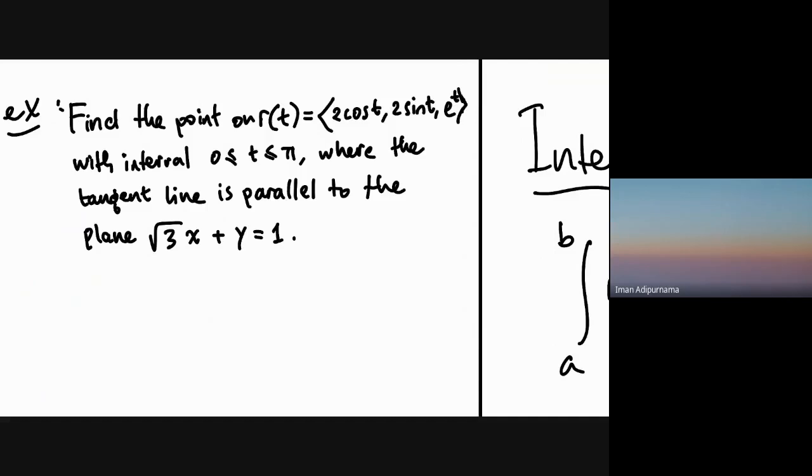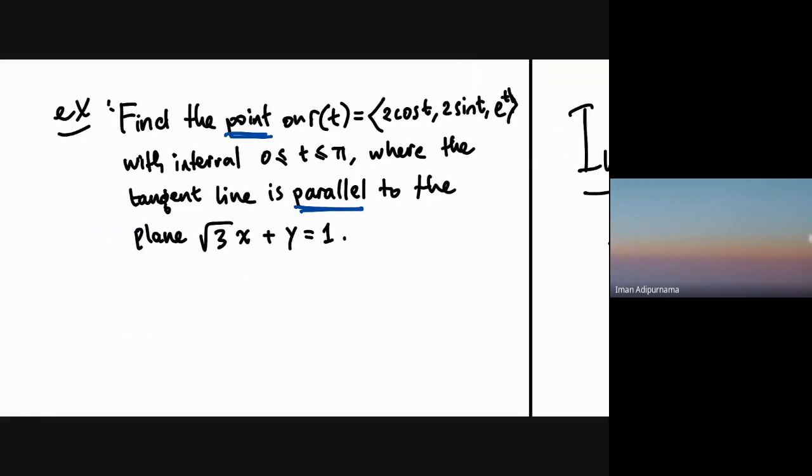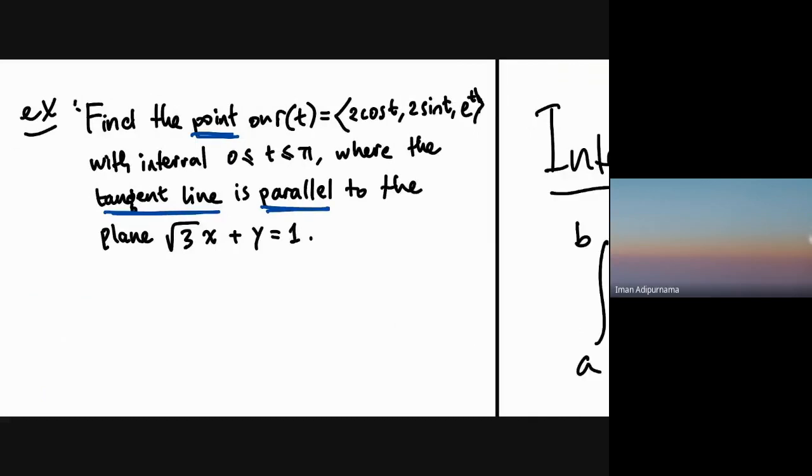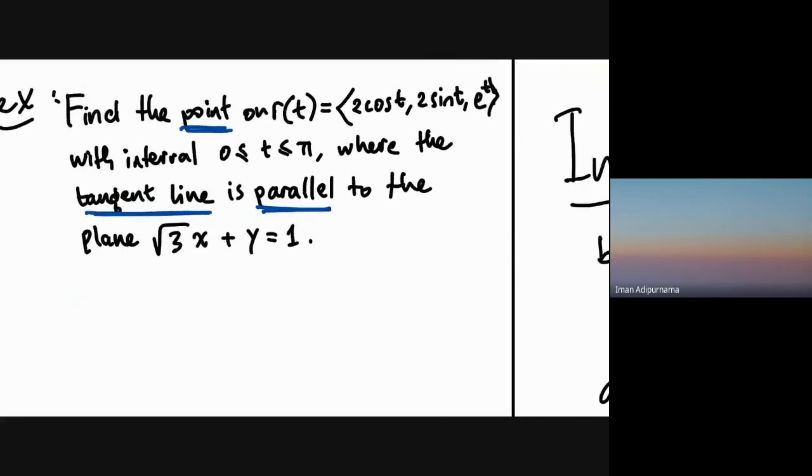So let me underline this parallel. You need to find the point, and the tangent line is parallel. Based on these few terms, tangent line means you need to take the first derivative of the r. So you need to find r prime.